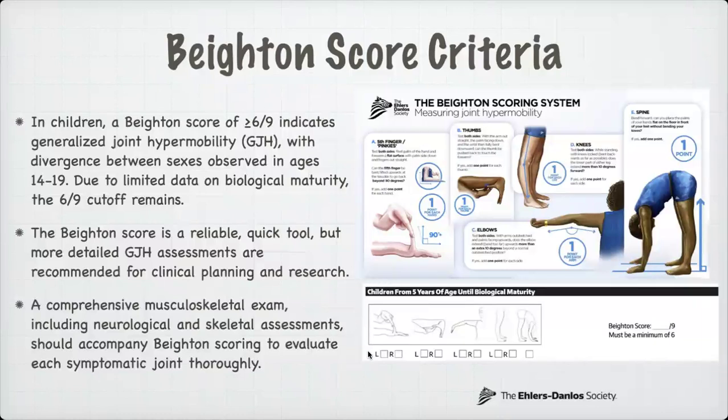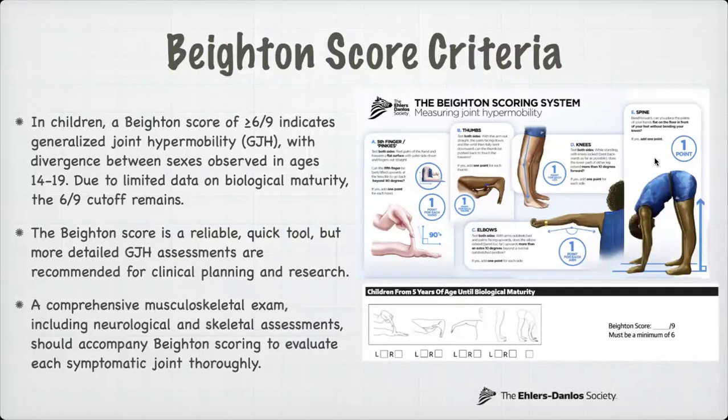I place a picture from the questionnaire at the right bottom of the page, so you can see the same picture from the actual questionnaire. You can see the pictures are similar to the ones on the Ehlers-Danlos Society's Beighton scoring system. So we look at the hyperextensibility of the thumbs, the little fingers, the knees, the elbows, and the spine.